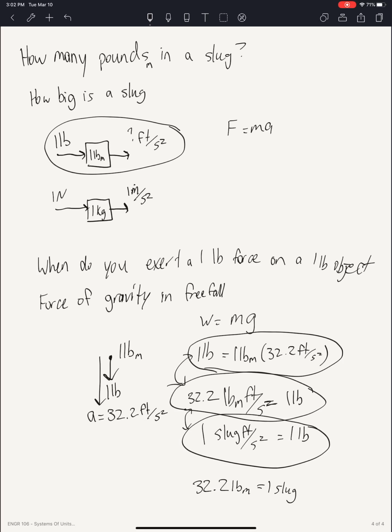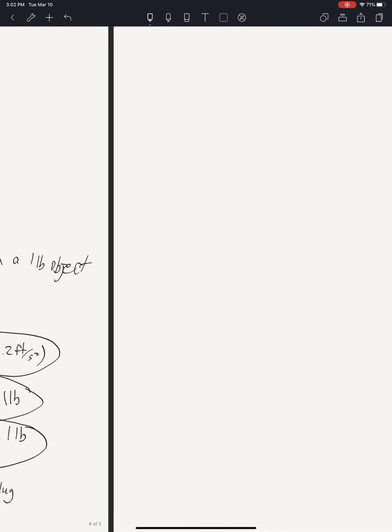Well, I guess that's all I really want to say about that. I don't want to talk about the pound mass too much, all right? So here's what we can say about the pound mass. The pound mass is the amount of mass that weighs a pound. That's what a pound mass is. 1 pound mass weighs 1 pound on Earth. That is the actual definition.